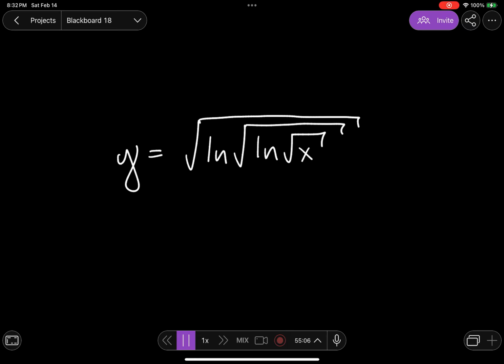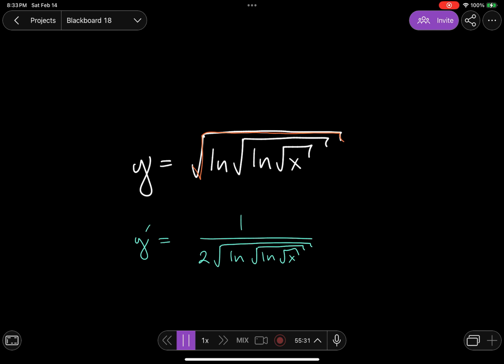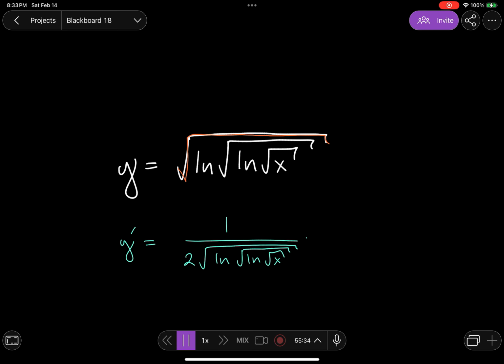Yeah, probably. No, I'm just going to force chain rule this guy. So I think y prime is the same thing as 1 over 2 times the square root of the natural log of the square root of the natural log of the square root of x, since my outermost function is this square root of something. Which is the same thing as 1 over 2y, times the derivative of the natural log of the square root of natural log of the square root of x.